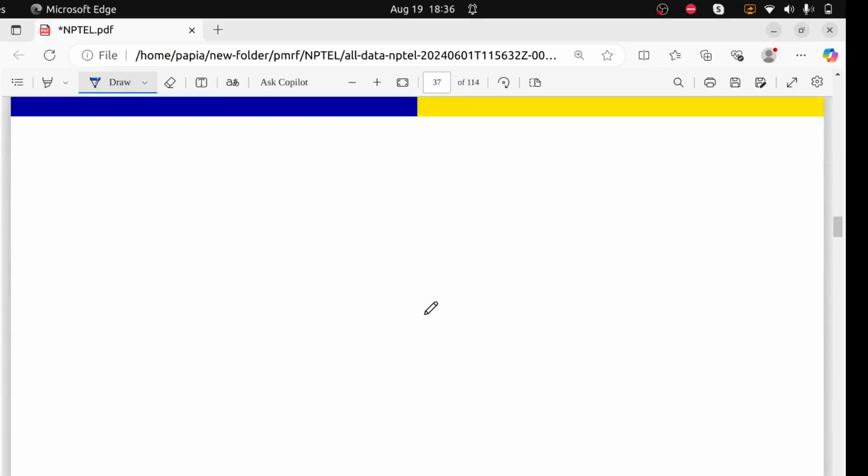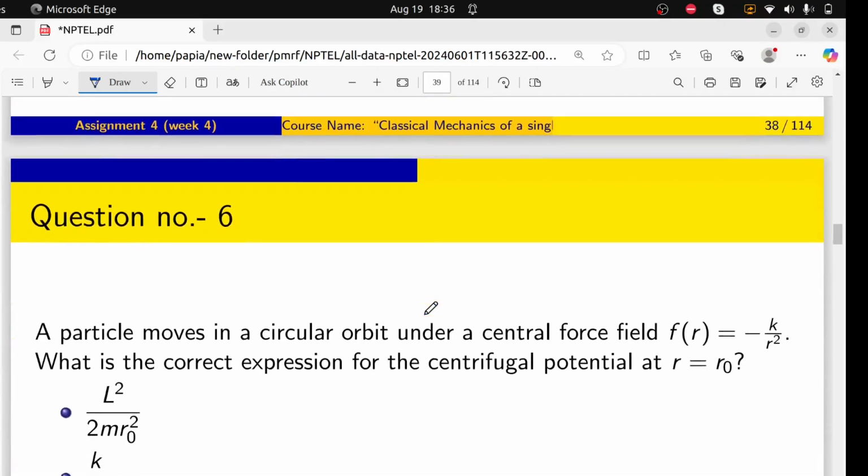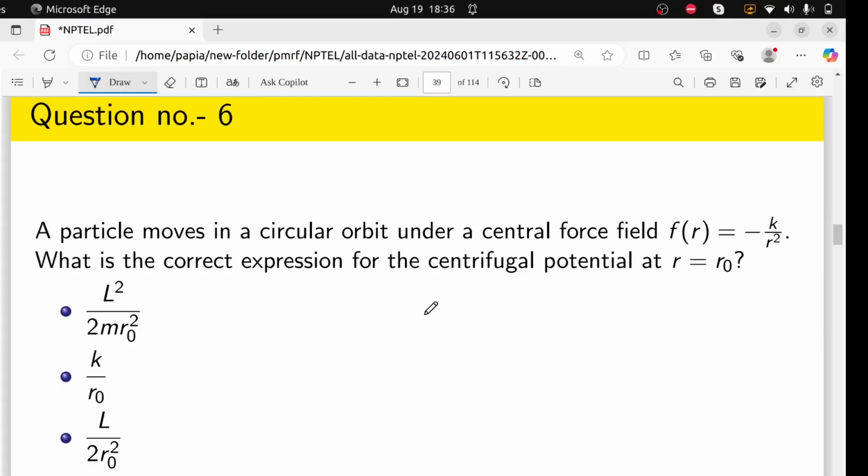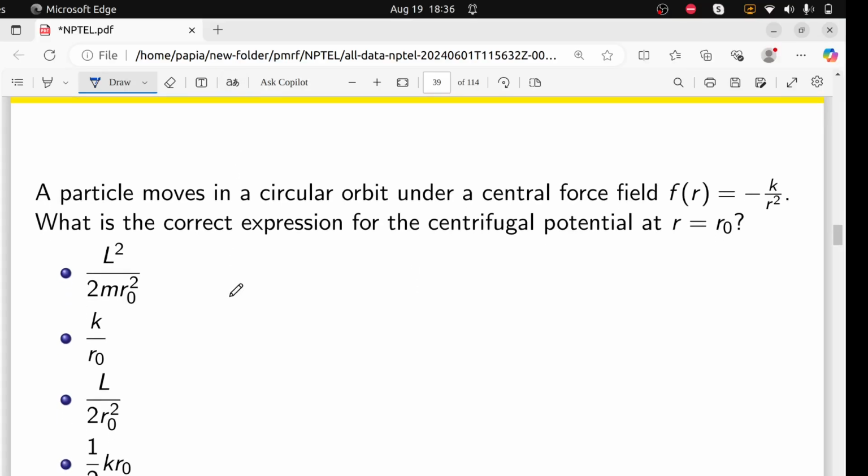Now coming to the next question. So today we will have basically I think 20 questions. And right now it is: the particle moves in a circular orbit under a central force field. So you can see that the force field is attractive inverse square law, because there is a minus sign here and 1 by r square is there. What is the correct expression for the centrifugal potential at r equals r0?